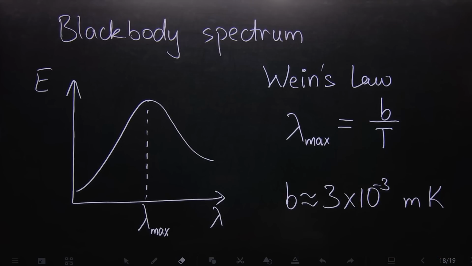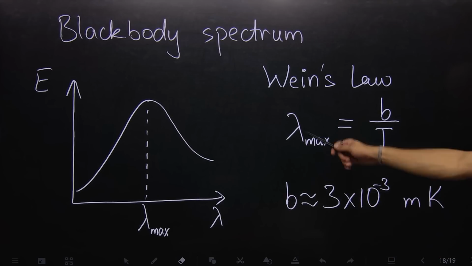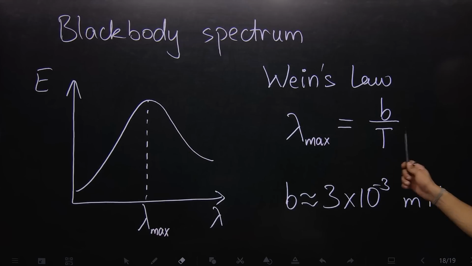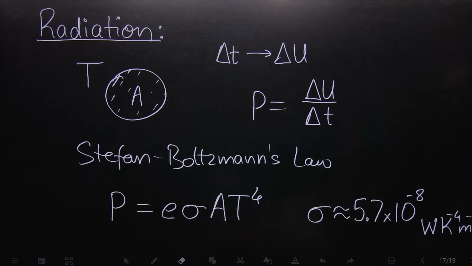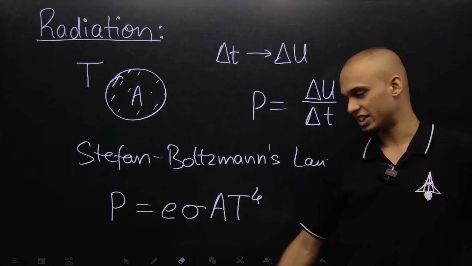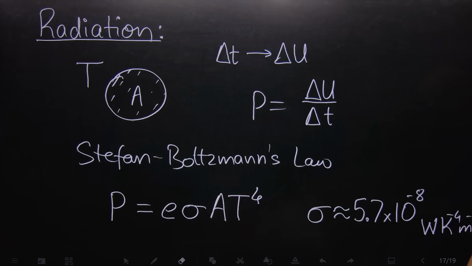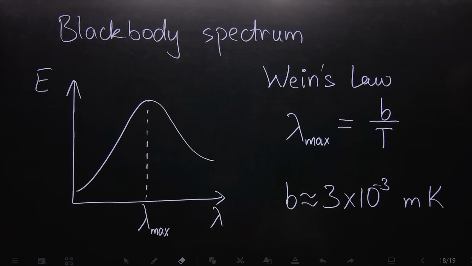Wien's constant is very, very simple. Wien's law just states that the maximum energy wavelength will be inversely proportional to the temperature of the object. So the total power radiated is proportional to T to the power 4, and the wavelength with maximum energy is proportional to 1 upon T. These are the only two things you need to keep in mind in radiation.